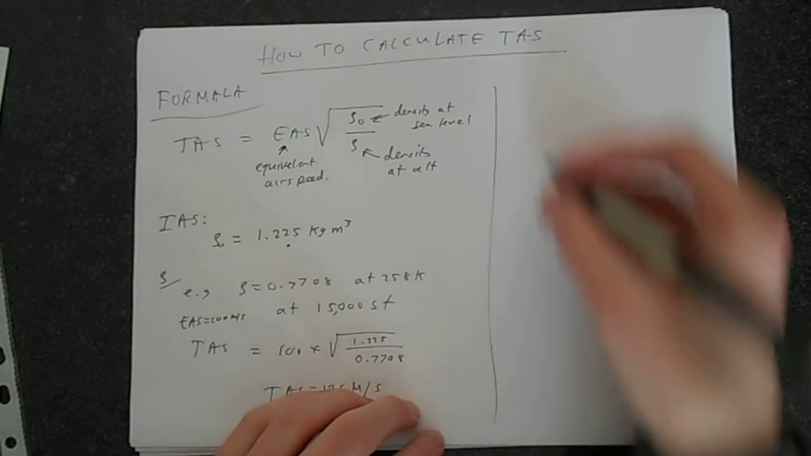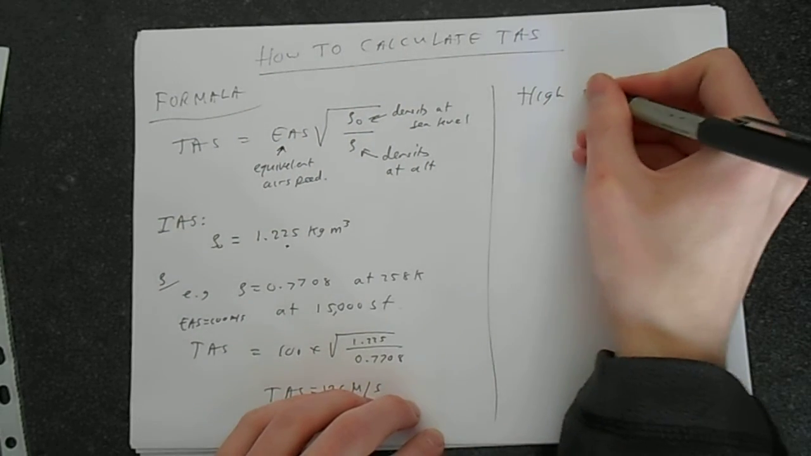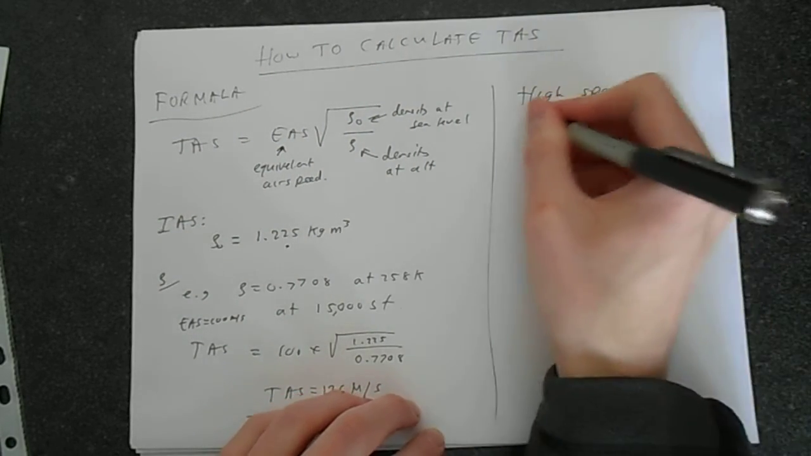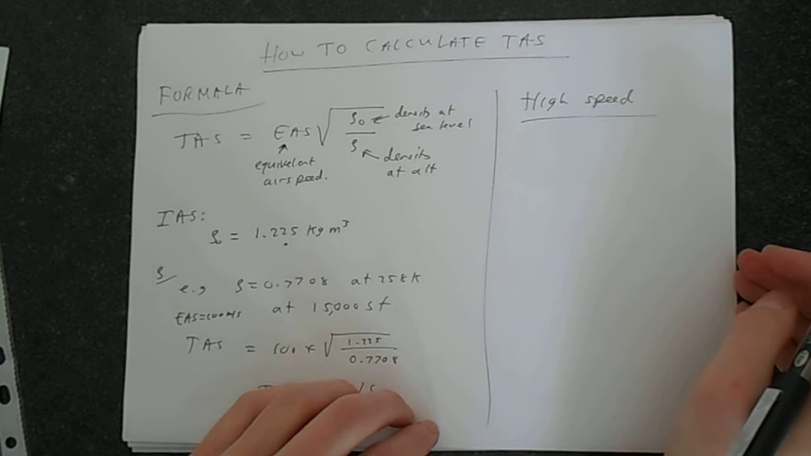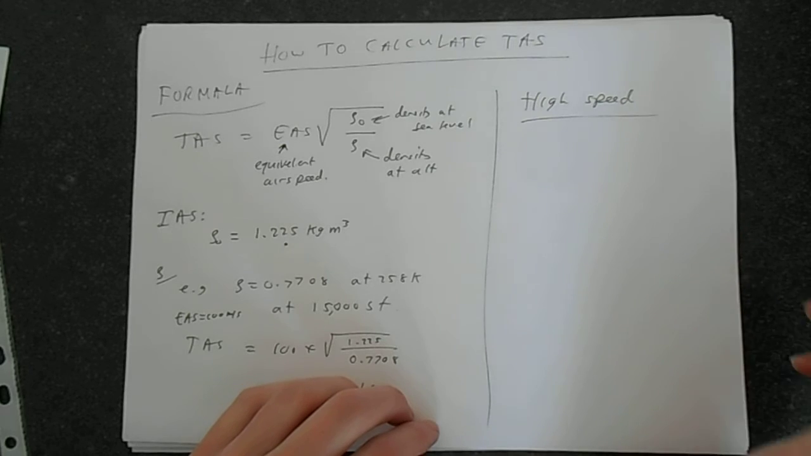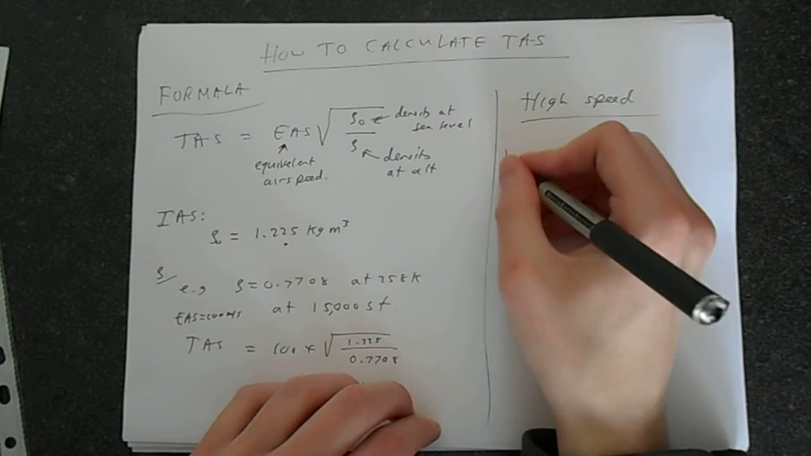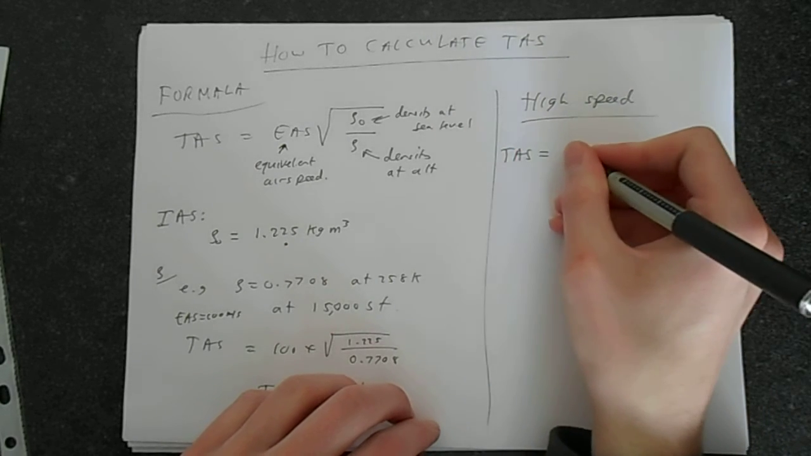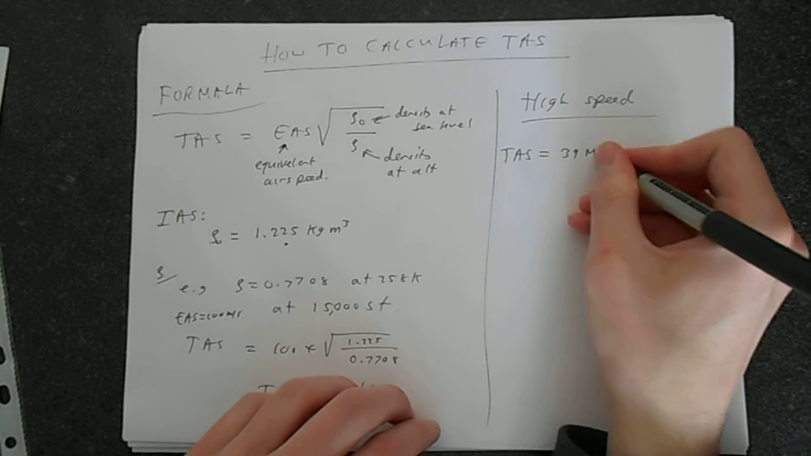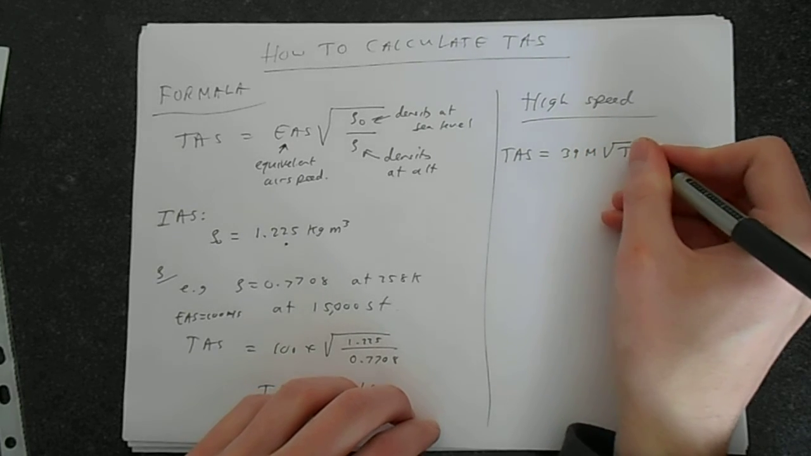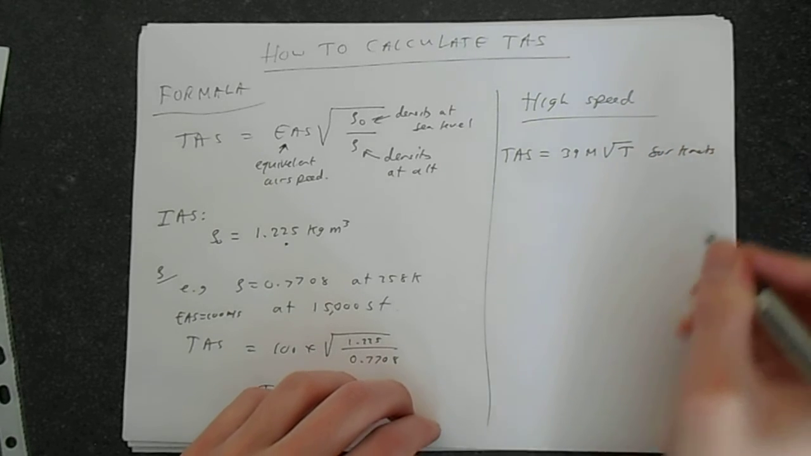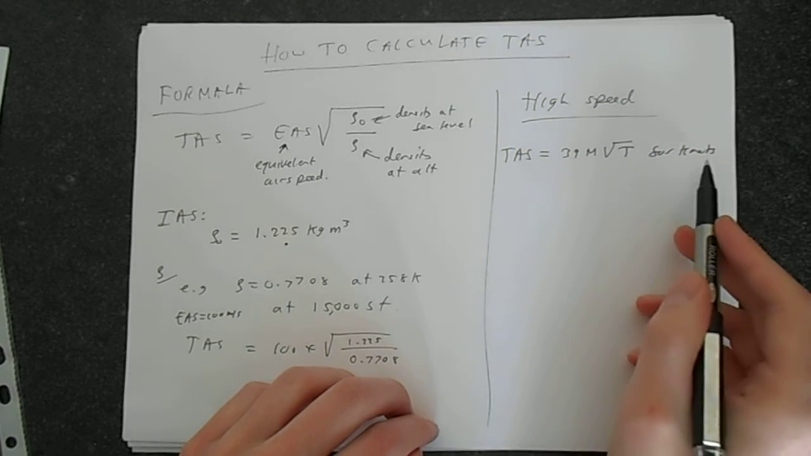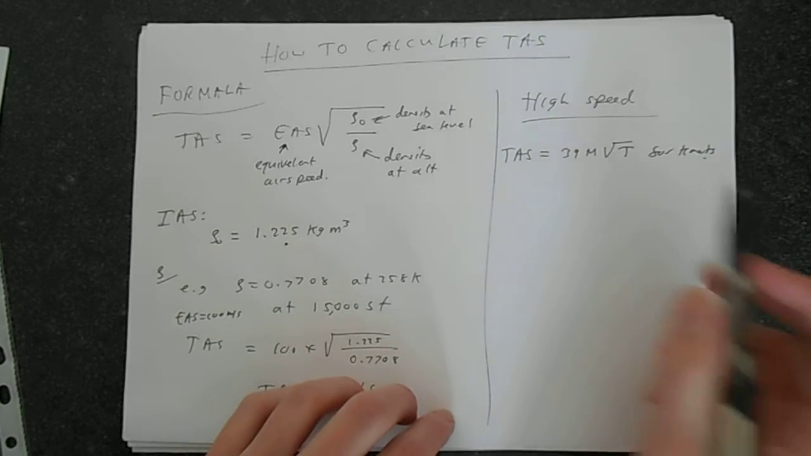I'll just quickly show you for high speed, there's different equations. So if you're dealing with something flying very fast, so over Mach 1, you'd best look at the true airspeed is about 39 times the Mach number times the square root of temperature for knots. So if you're working in knots, you can use this formula.